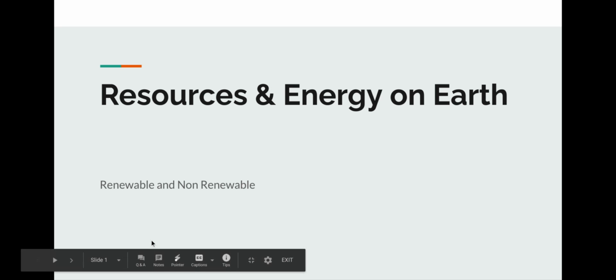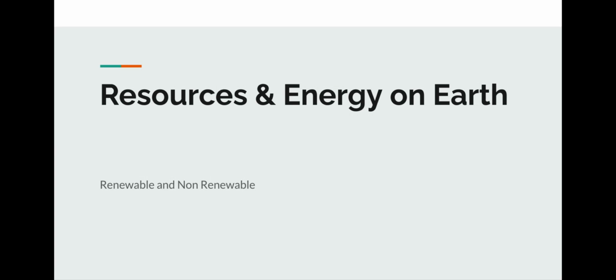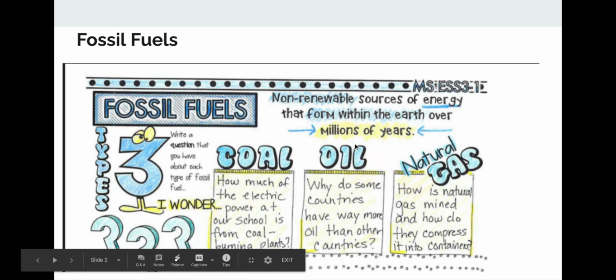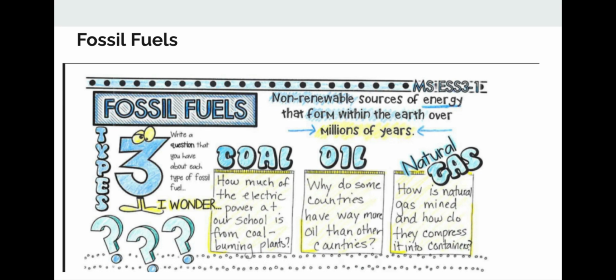All right, guys. Today, or this week rather, we are learning about resources and energy on Earth. There are two types of resources that we use to create energy: renewable and non-renewable resources. The first thing we're going to talk about is fossil fuels. Fossil fuels are a non-renewable source of energy that forms within the earth over millions of years. There are three key types: coal, oil, and natural gas.